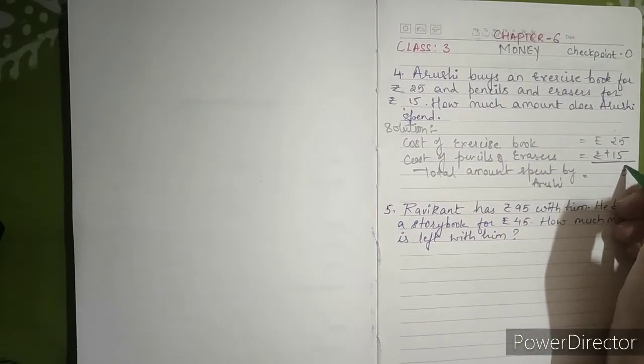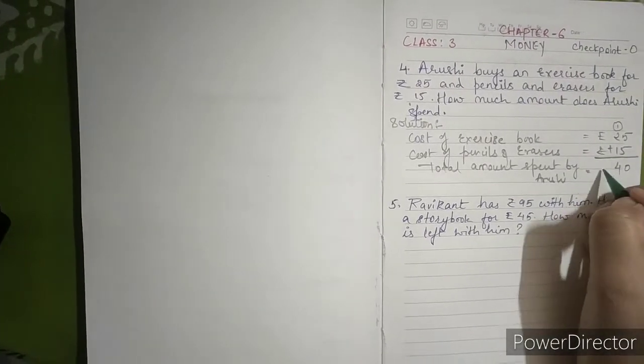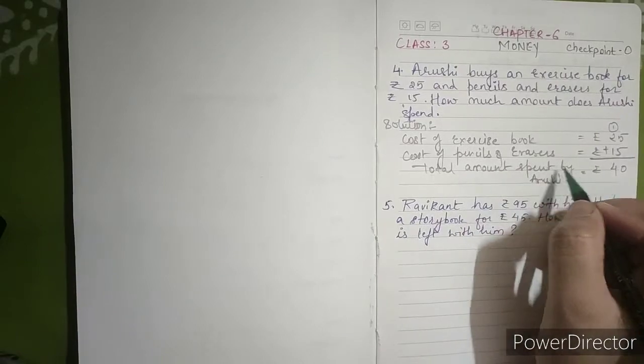So 5 plus 5 is 10, we will write 0 and carry on. 2 plus 2 is 4. So the total amount spent by Arushi is rupees 40.